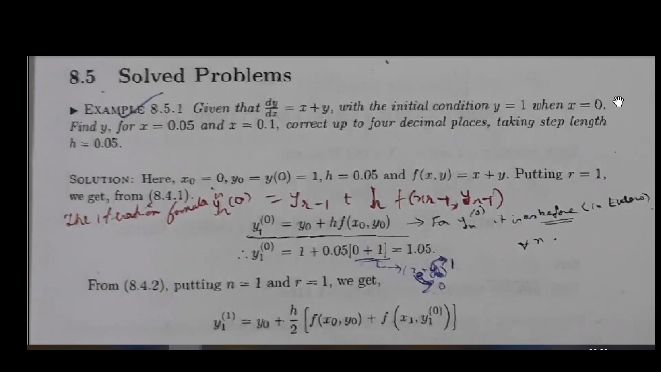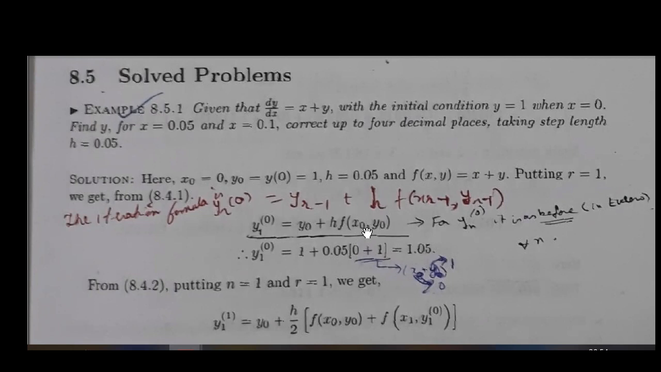So if you add h, first you get x1 equal to 0.05. What we want to find out here is y at this point, that means you are trying to find y1, that means yr for r equal to 1. That's why we take r equal to 1. You have to understand which point to take depending on what they are demanding in the question. So we are trying to find y1. The initial level of approximation is given via Euler's method, with this formula, y0 plus h into f of x0, y0.